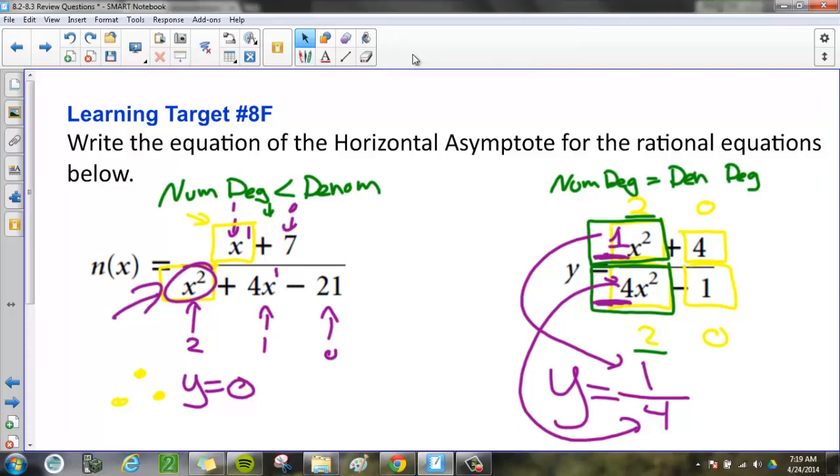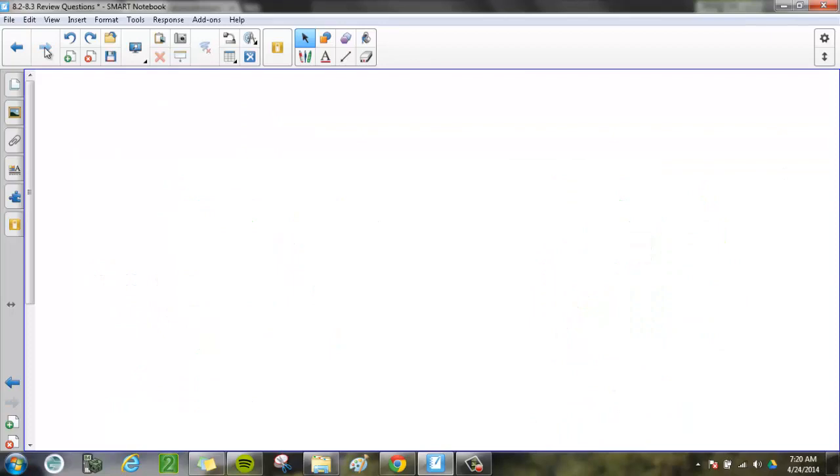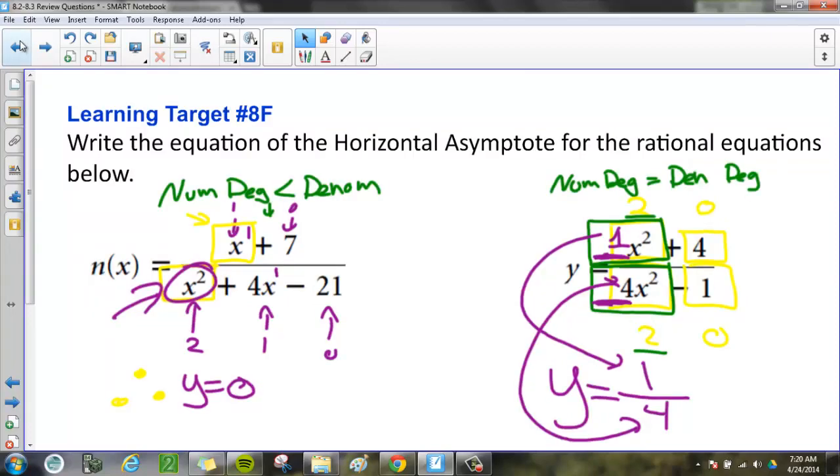So that's how you find the horizontal asymptotes and the two scenarios that you will see on this test. And that's it. I hope this helps you guys out.